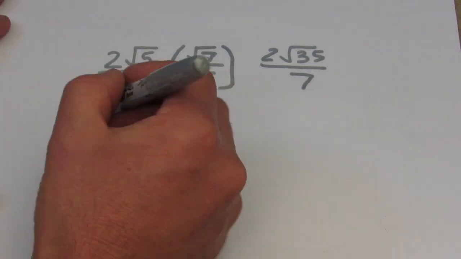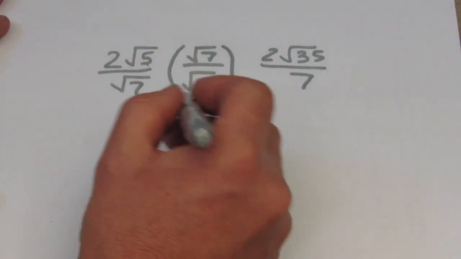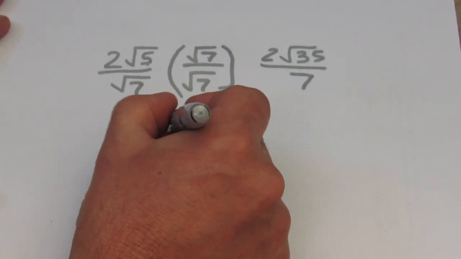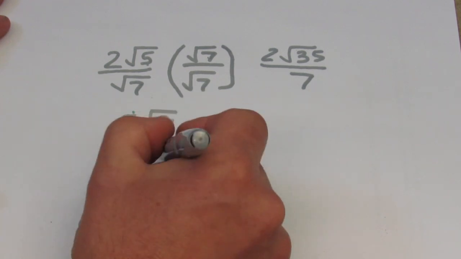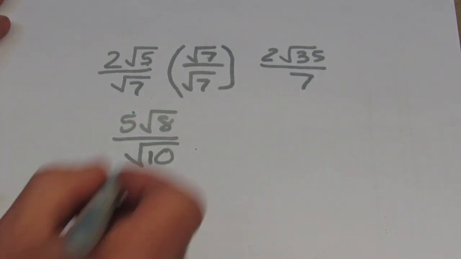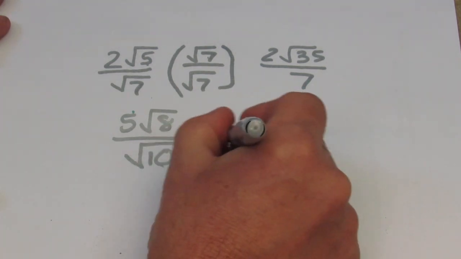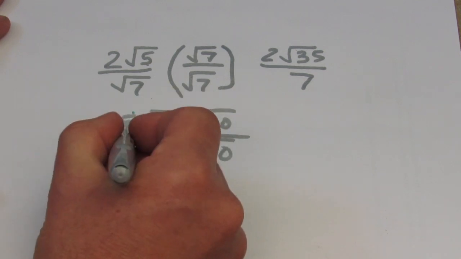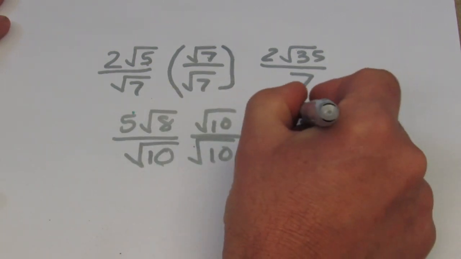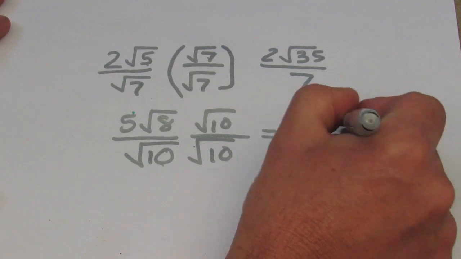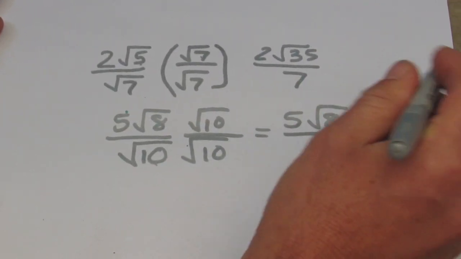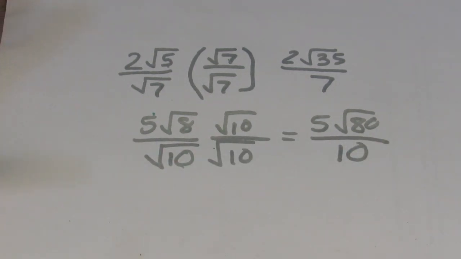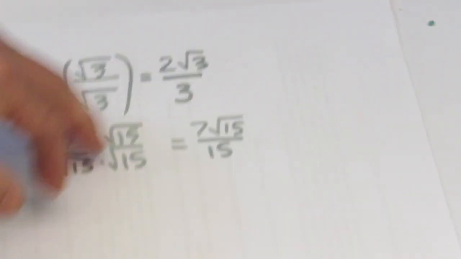Okay, so I'm going to try one more that looks something like this. Maybe we'll have 5 radical 8 over radical 10. Again, we'll pick this number right here. Just do radical 10 over radical 10, which is 1. And this will be 5 times the square root of 80. Just multiply those 2 numbers together. And we're going to leave it like that for now. There might be more to do later, but right now I just want to see you guys rationalizing the denominator just like that.